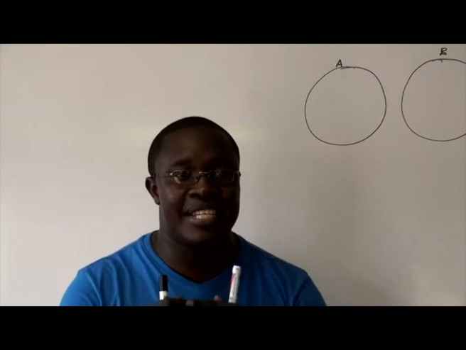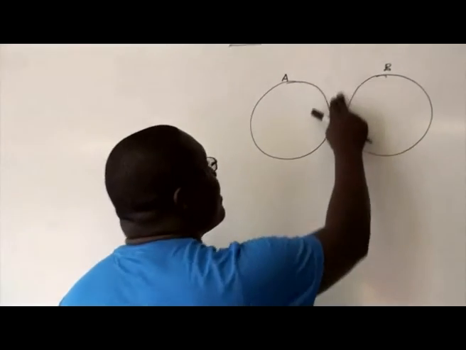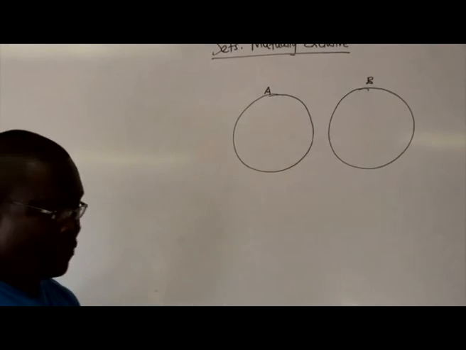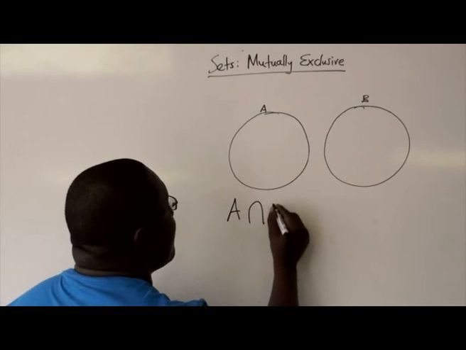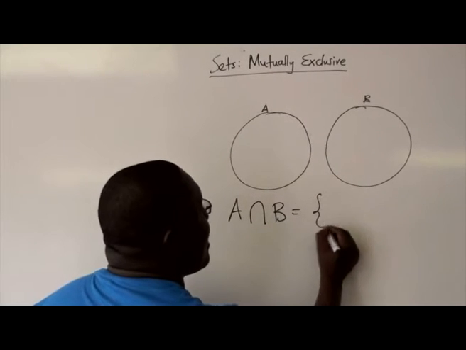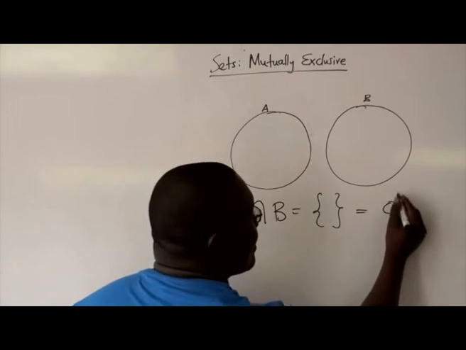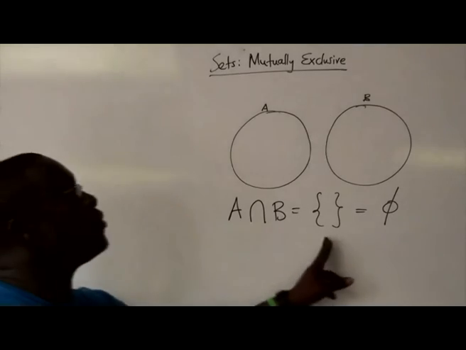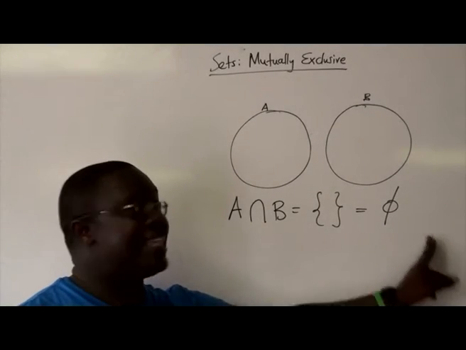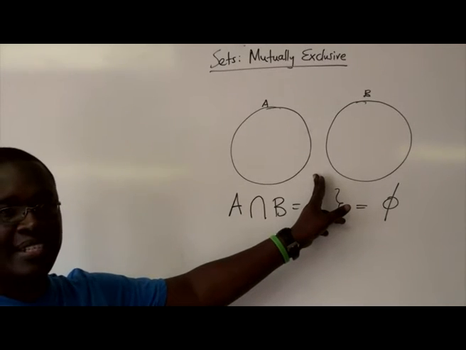That means that the intersection does not exist. It's an empty set. Mutual exclusivity means that the intersection is an empty set. You can write an empty set like this, or you can write it like that. So you're saying that these do not meet. The intersection is 0.